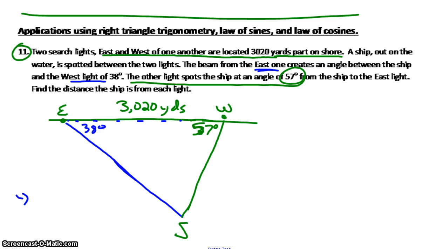Now you'll notice that the first thing I see that would be easy to solve would be the angle S. I don't know if it's going to ask for that, so let's take a look at the question. It says find the distance the ship is from each light. So it wants this distance here, which is opposite my capital E, so I'll use a little e, and it would like the distance over here, which I'll call little w. And I am ready to begin with law of sines.